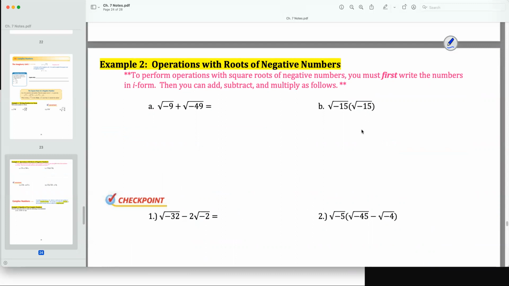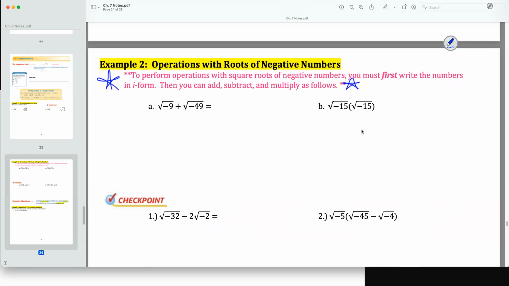Anytime you have the square root, which will really only be dealing with square roots, there are no other roots we're dealing with for this section. For square roots of negatives, anytime you see a negative inside of that square root, that radicand, you have to really make sure you're following these directions.